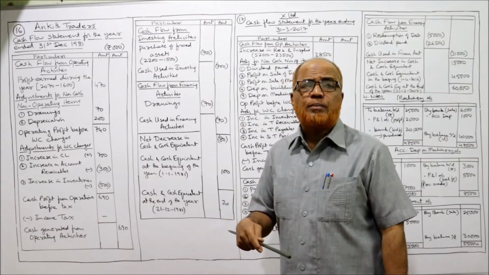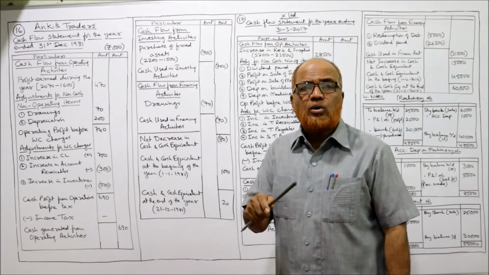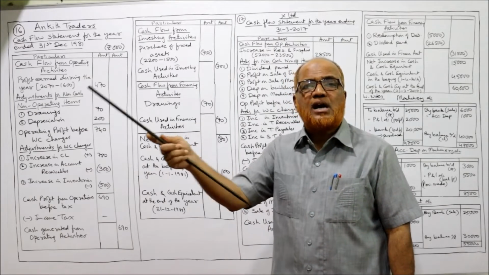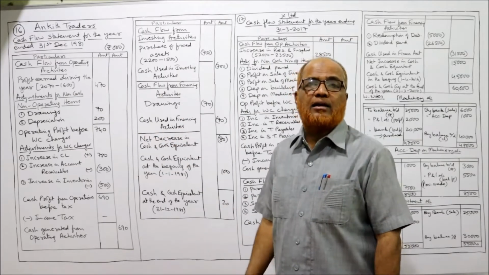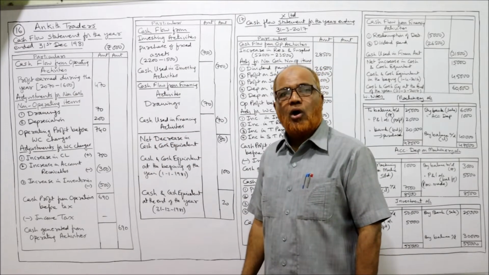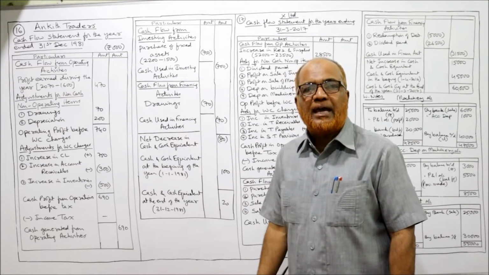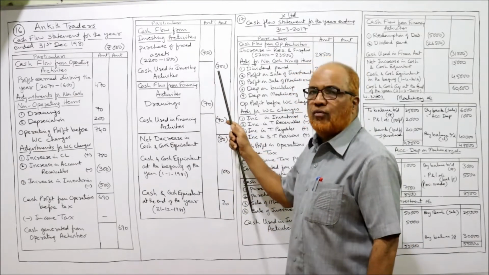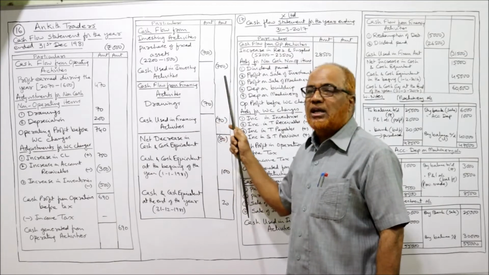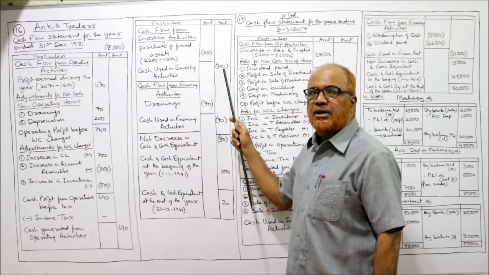Actually 22 lakh rupees fixed asset were purchased, but out of 22, 15 lakh rupees are financed by the banker in a long-term debt. So only 7 lakh rupees we are paying. So 7 lakh rupees cash outflow. Cash used in investing activity, 700 in bracket.